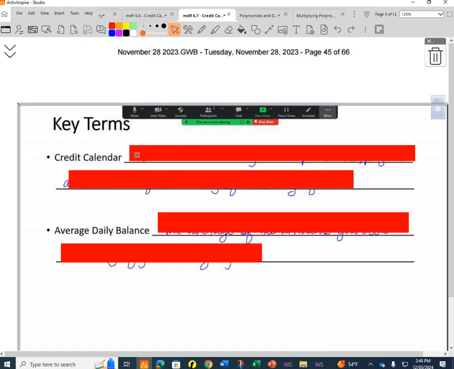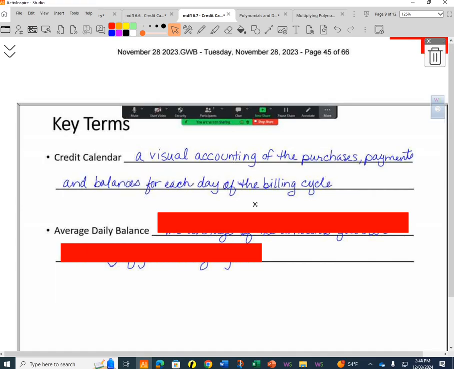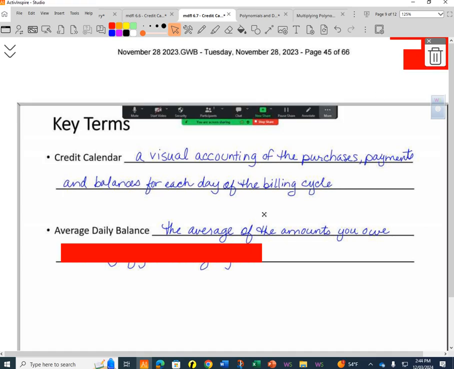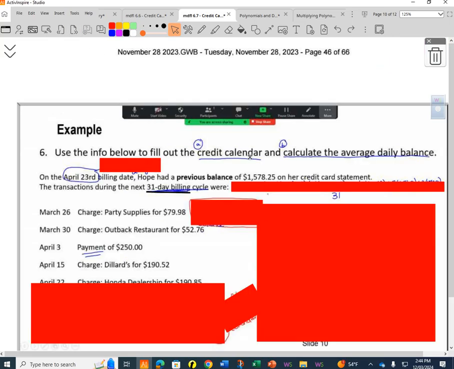All right, a credit calendar is a visual accounting of the purchases, payments, and balances for each day of the billing cycle. Full disclosure, I'd never seen one until I saw this. Average daily balance is the average of the amounts you owe. We've already talked about this in this unit. Each day of your billing cycle. Okay, use the info below to fill out the credit calendar and calculate the average daily balance. So a credit calendar, let's see if I still have that pulled up. I do not.